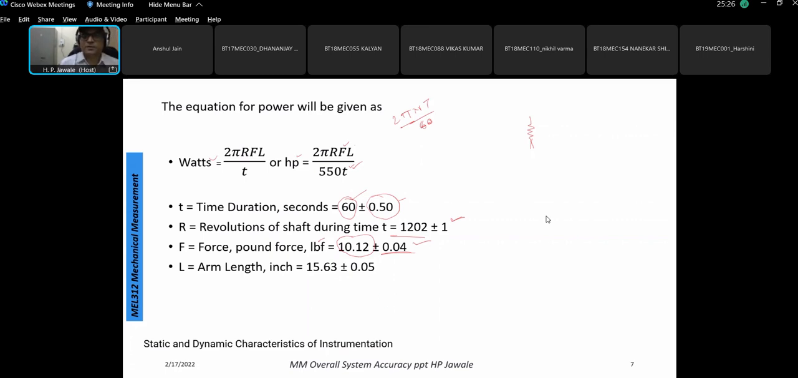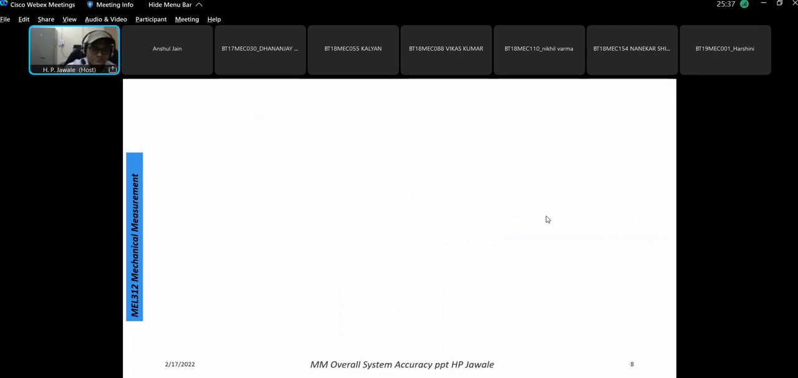And then after making the iterations, you have found that it is approximately equal to 15.63 with an error of plus minus 0.05 millimeters. Right? Then the power rating is given as 2π into 550 into 12. This is another standard conversion which can be taken as a constant onwards. So this will be K times FLR by T.